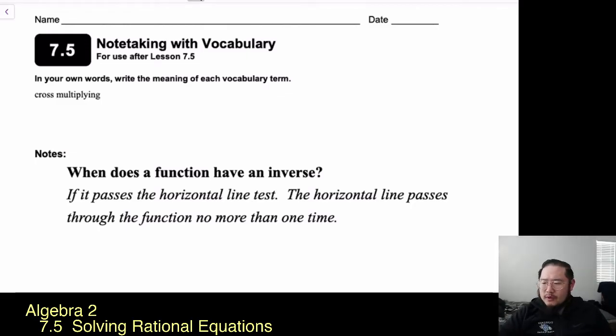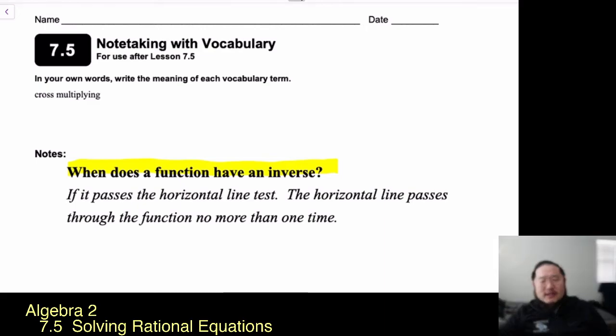But right here, I do have a question down below, and it says, when does a function have an inverse? We've been taking a look at inverse properties for quite some time. One way to check to see if graphs or functions have inverses is if it passes the horizontal line test. We've done the vertical line test, but not the horizontal line test. The horizontal line test is pretty much similar to the vertical line test in that the horizontal line passes through the function no more than one time.